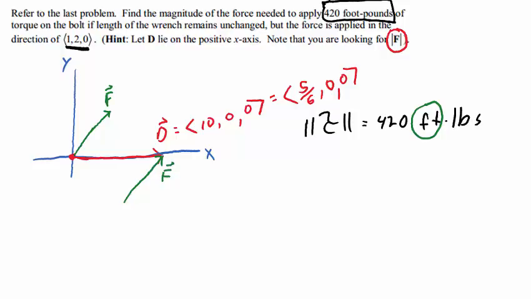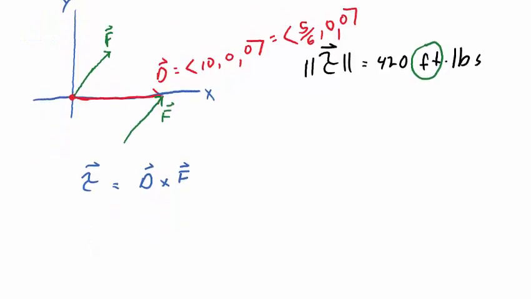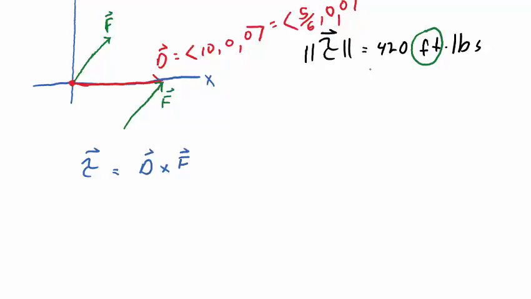And remember then, by definition, that tau is equal to d cross F. The torque vector is equal to d cross F, by definition. So let's find d cross F. And let's find the magnitude of that, and then we'll set it equal to 420 to figure out what the force vector, or the magnitude of the force vector, actually is.